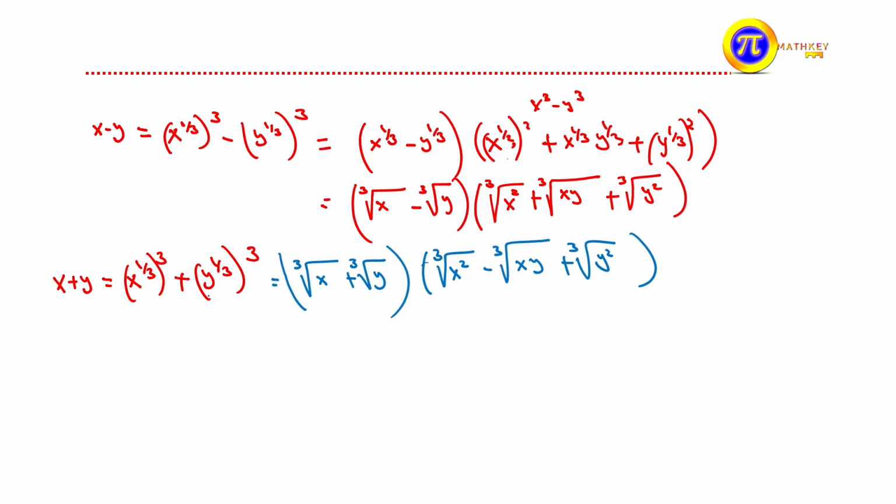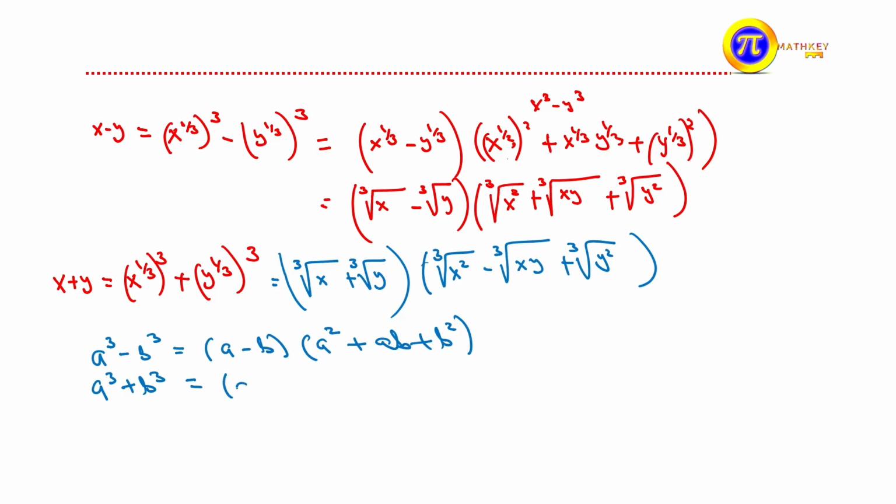In other words, in general form, a cubed minus b cubed equals a minus b, times the square of the first term a, plus the product of them a times b, plus b squared. Similarly, if you take their sum, a cubed plus b cubed, the factor for this is a plus b, times the square of the first, minus the product of them, plus b squared. We can show it in that way.